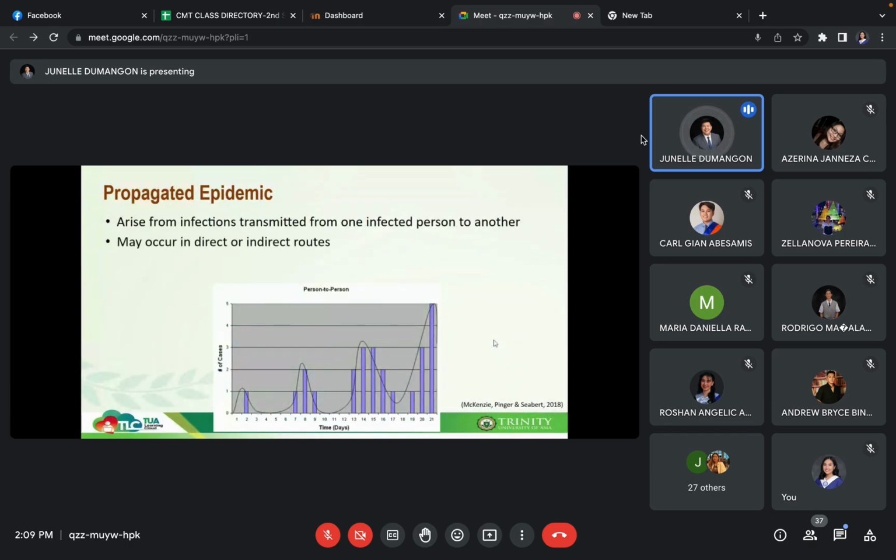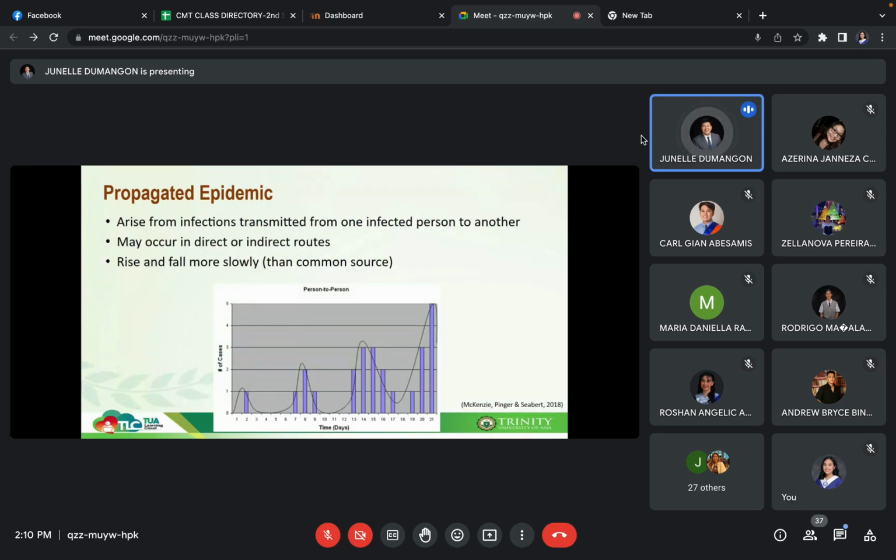We also have propagated epidemic. As mentioned, this comes from transmission from one infected person to another. No? Pwedeng direct or indirect. And the rise and fall in cases is more slowly compared to a common source. Pag common source kasi, sudden increase. Diba? Biglang taas. But in propagated epidemic, mas mabagal. So what do you mean by this?